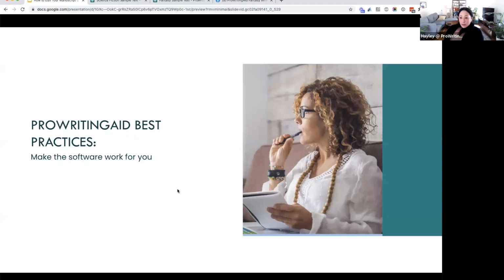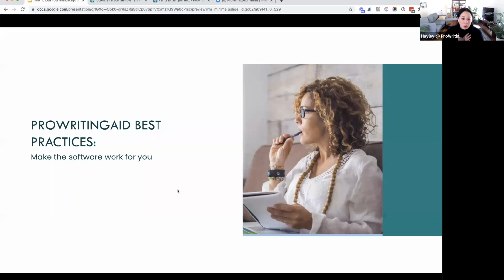Okay, so before we get into questions, just a couple last things. When using ProWritingAid best practices, I want you to think about how you can make this software work for you. At the beginning of the session, a lot of people were talking about how they have ProWritingAid, but they're not really sure what they're using or how to use it or any of that type of stuff. So first of all, I want to just encourage you that it's okay to figure out the best way to make this software work for you.